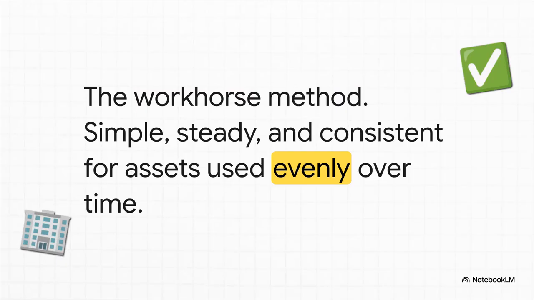First up, the workhorse, the straight line method. It is by far the most common because it's just so simple and makes a lot of sense. You just take the cost, subtract what you think you can sell it for at the end, that's the salvage value, and divide by how many years you'll use it. Boom. You get the exact same depreciation expense year after year. Super predictable, perfect for things like office furniture or a building.